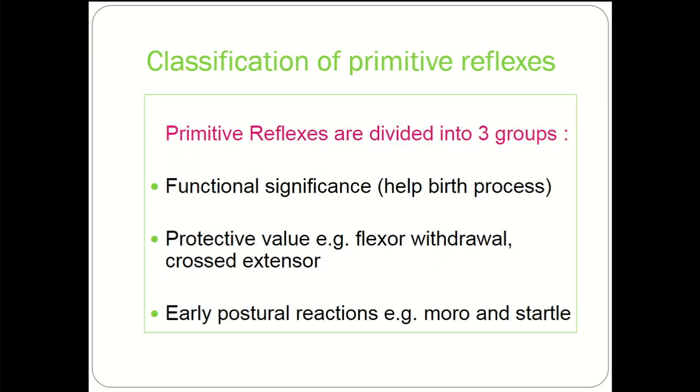Now we go to the classification of the primitive reflexes. They are mostly divided into three groups. First is the functional significance, which helps the birth process of the child. Second is the protective value, for example flexor withdrawal and crossed extensor. And third is the early posture reactions like Moro and startle.